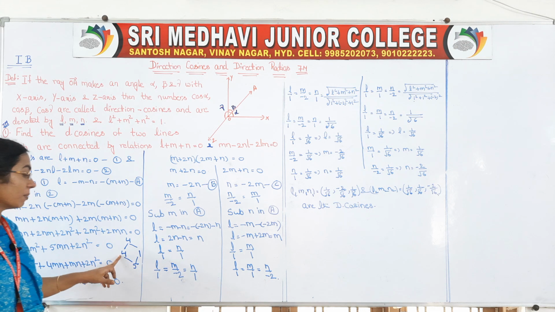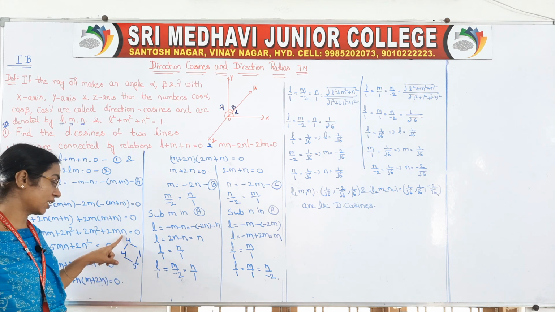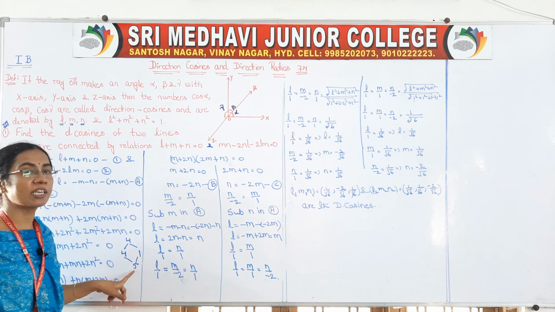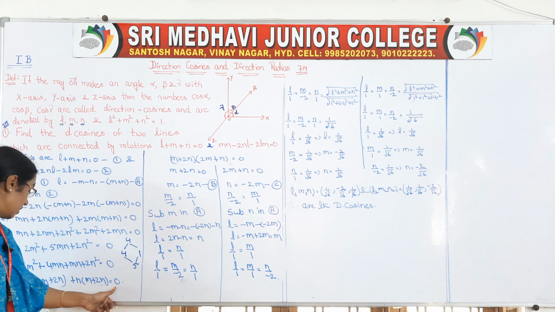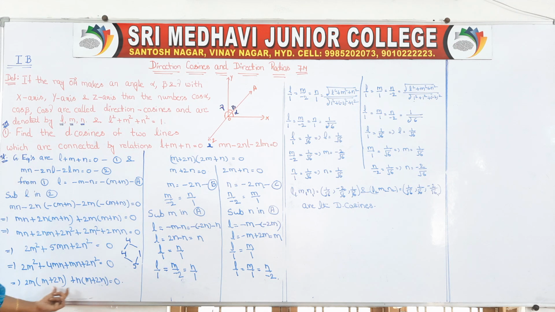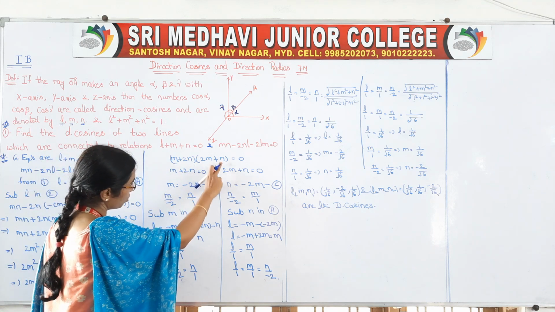That is nothing but 4 and 1. If we multiply, we get the product 4; if we add, 4 plus 1 is 5. So instead of 5mn, we can take 4mn plus mn. So 2m square plus 4mn plus mn plus 2n square is equal to 0. From the first two terms take 2m common, so it is m plus 2n. From the other two terms take n common, m plus 2n is equal to 0. With these two we can take m plus 2n common, and the leftover value is 2m plus n.